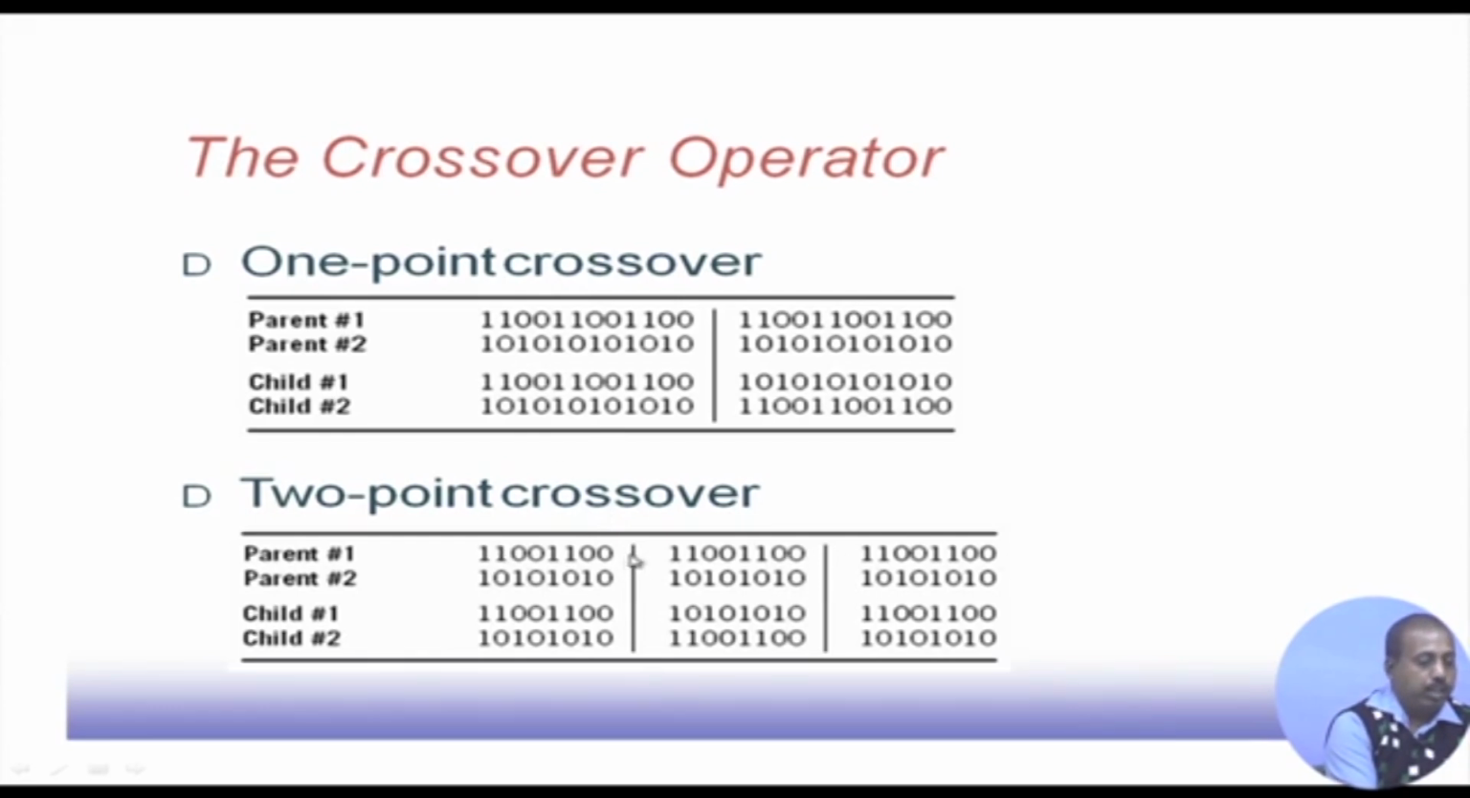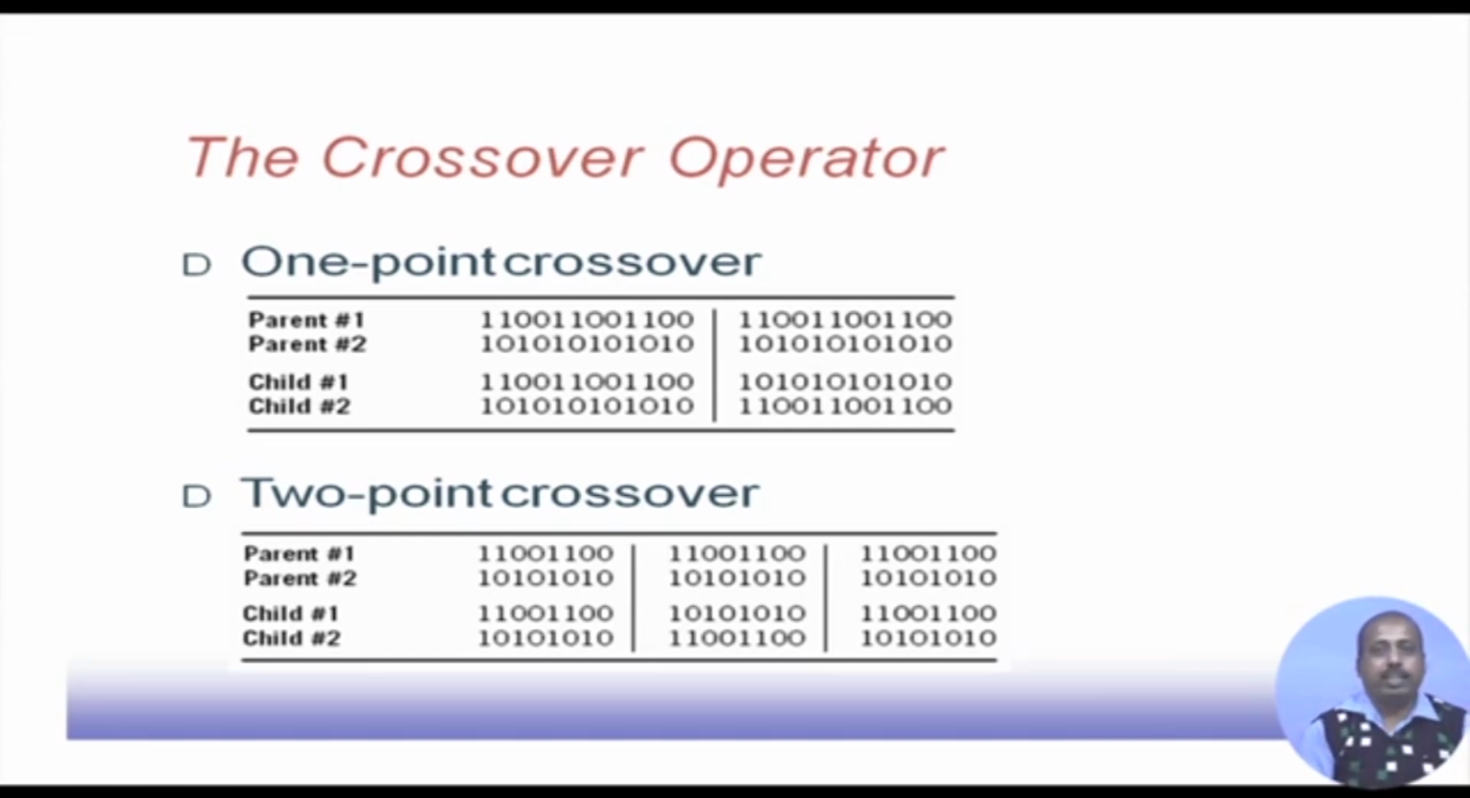So, you can select two points along which the crossover will take place. Now, the first part is from the first individual, the second part from the second individual, and the third part from the first individual. So, that forms the first child. Similarly, the first part from the second individual, the second part from the first individual, and the third part from the second individual forms the second child. So, this is two-point crossover.